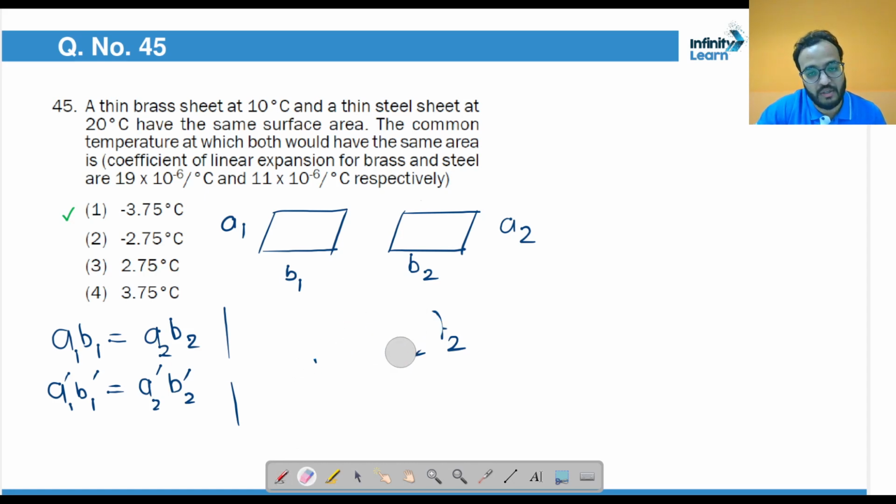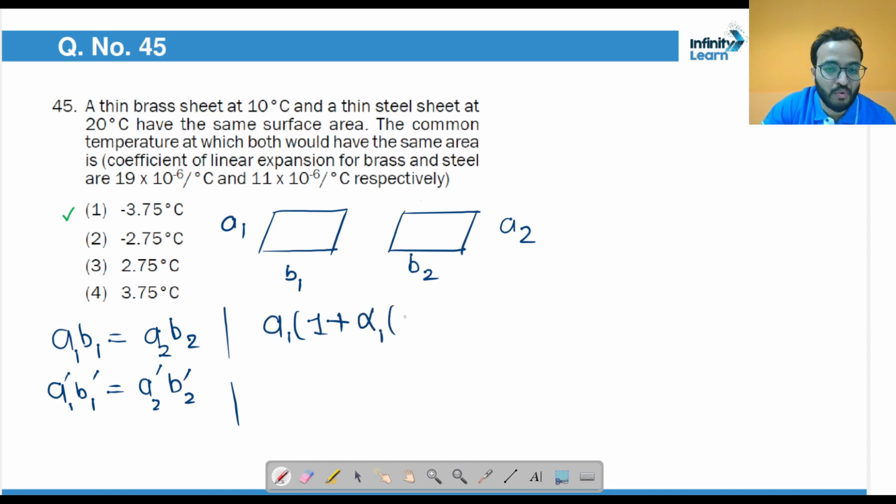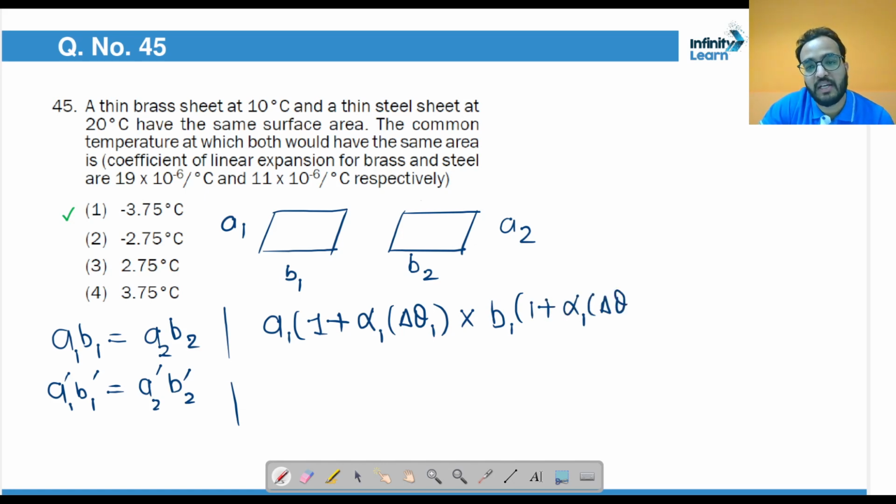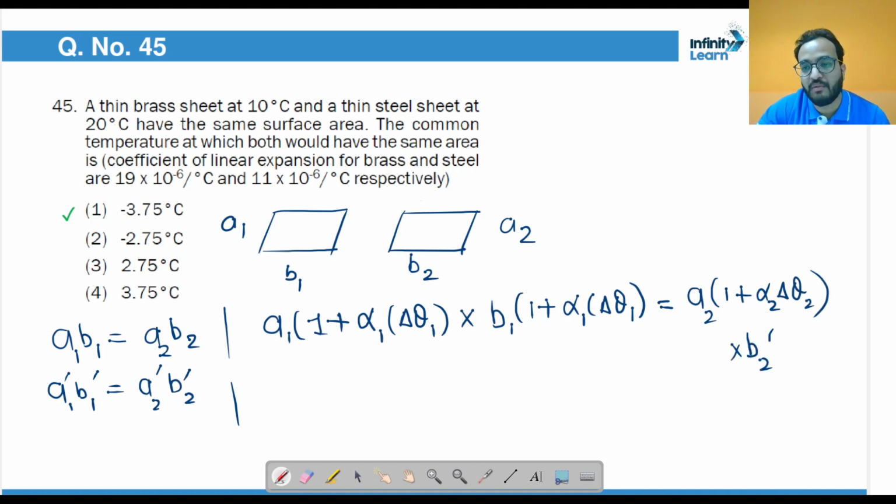Okay, not this case. Let's solve it. So what is A1 dash? A1 dash is A1 into 1 plus alpha 1 into delta theta 1, into b1 into 1 plus alpha 1 into delta theta 1, must be equal to a2 into 1 plus alpha 2 delta theta 2 into b2 into 1 plus alpha 2 delta theta 2, got it.